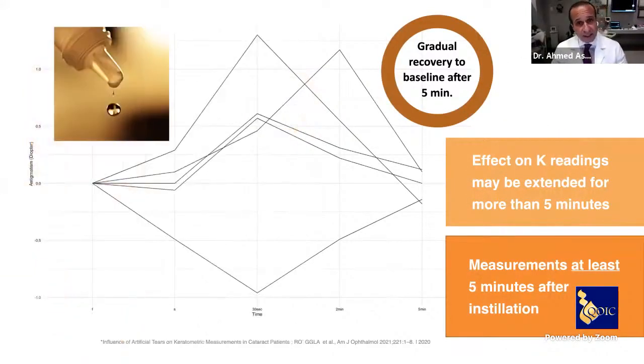And this effect extends up to 5 minutes, until the K readings go back to the baseline readings before instillation of the artificial eye drops. And in some literature, it is said to extend more than 5, or maybe 10 or 15 minutes after instillation of the artificial eye drops. So please make sure that before taking any biometry or K reading measurements, the patient did not instill artificial eye drops or even anti-glaucoma medication eye drops at least 10 minutes prior to biometry measurements.